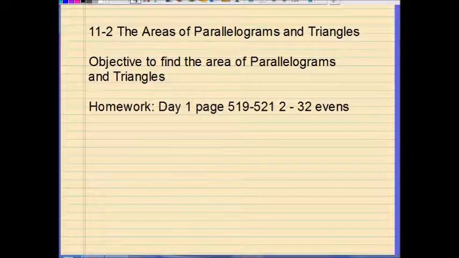Welcome to Section 11.2, the areas of parallelograms and triangles. The objective is to find the area of parallelograms and triangles. For homework, we're going to work on page 519 to 521, numbers 2 through 32 evens.